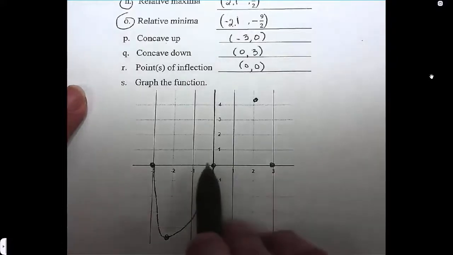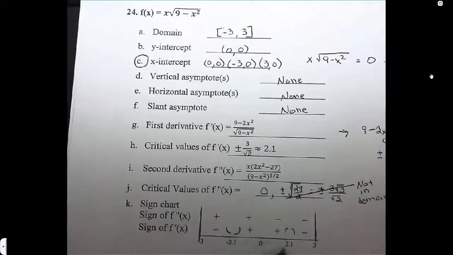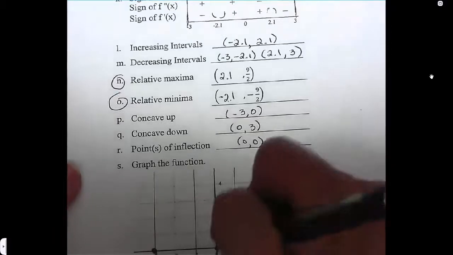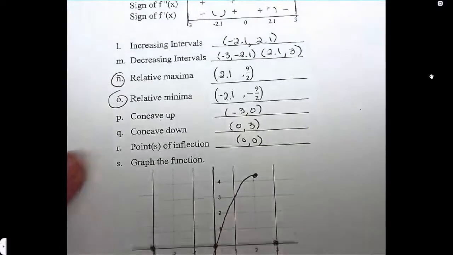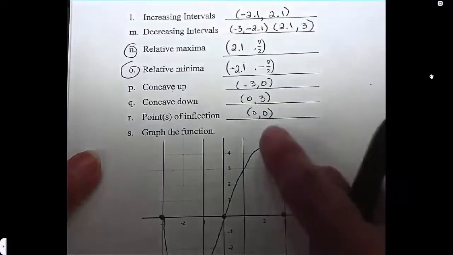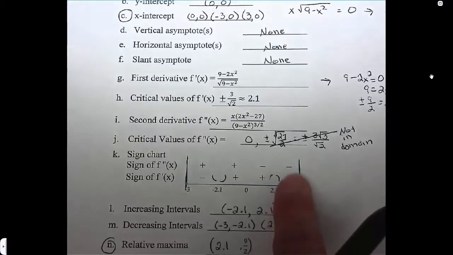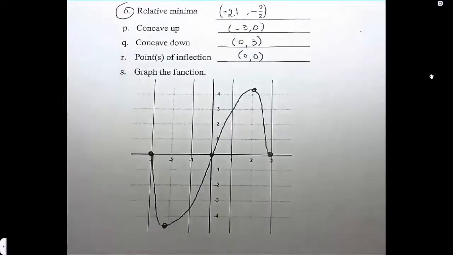And then from 0 to 2.1, the graph is supposed to be increasing and concave down. Increasing and concave down. And from 2.1 to 3, the graph is supposed to be decreasing and concave down. Ta-da!